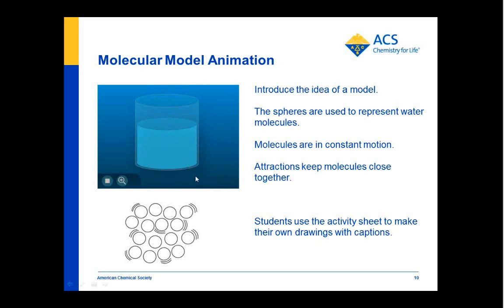We also always give kids a chance to draw, make their own drawing, use their own captions to sort of describe what you describe to them, so that they kind of internalize it more. They don't just watch the video. They make their own drawing. In this case, we use motion lines. 2 motion lines is like room temperature water. We use 1 for cold water and 3 for hot water. It's just an easy way for kids to make their drawings.